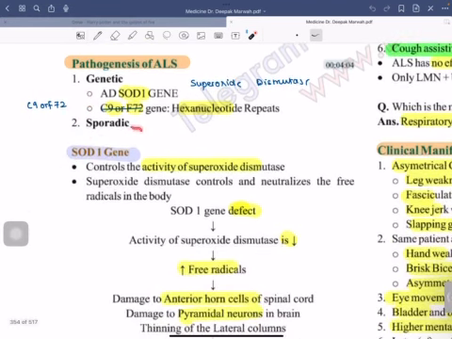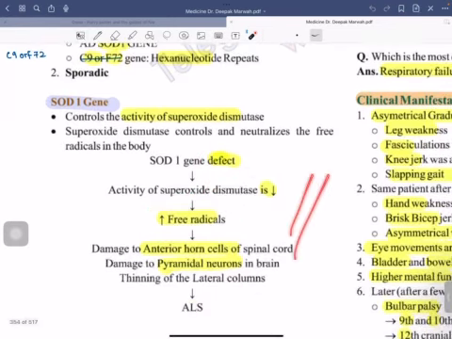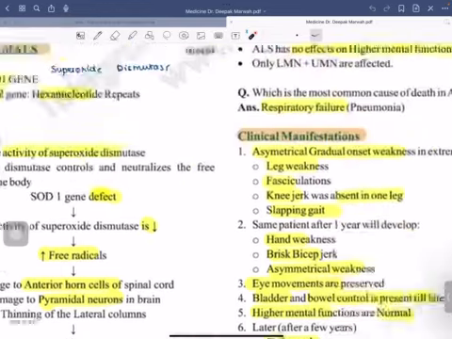Now SOD1 gene controls the activity of superoxide dismutase. It controls and neutralizes the free radicals of the body. So if the gene is defective, the activity of SOD is decreased, free radicals increase, and they damage the anterior horn cells as well as the corticospinal tract. So amyotrophic lateral sclerosis can occur, leading to ALS.